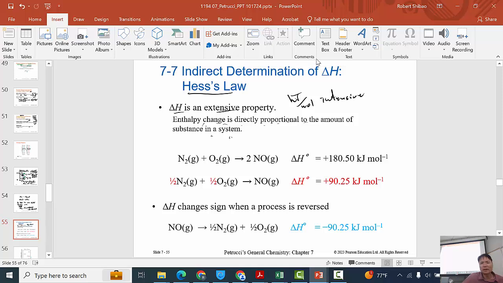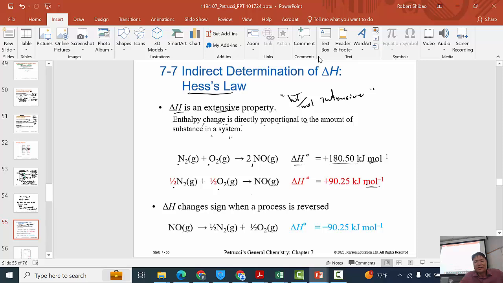I guess what they're saying here is that we're going to convert this. This is per mole as written. So 1, 1, 2. Here we're going to multiply everything by 1/2. So we have to multiply our delta H by 1/2. In that context it is extensive here. It depends on how you look at it. If we do this by 1/2, then this is not per mole. These two per moles are different.